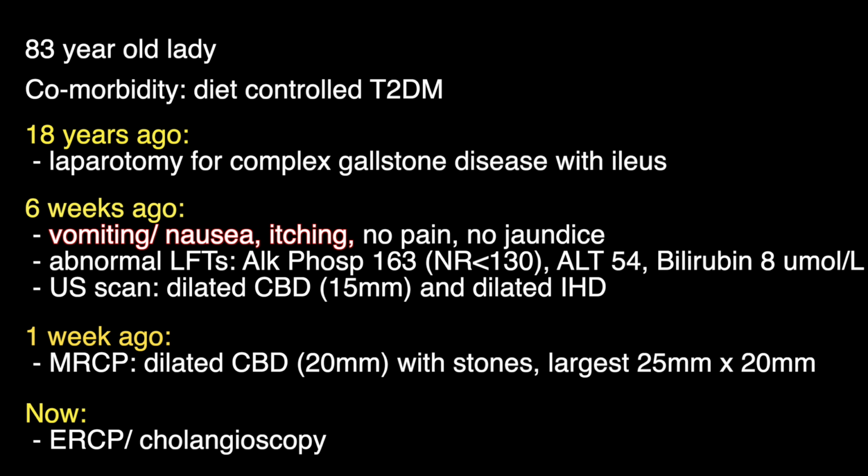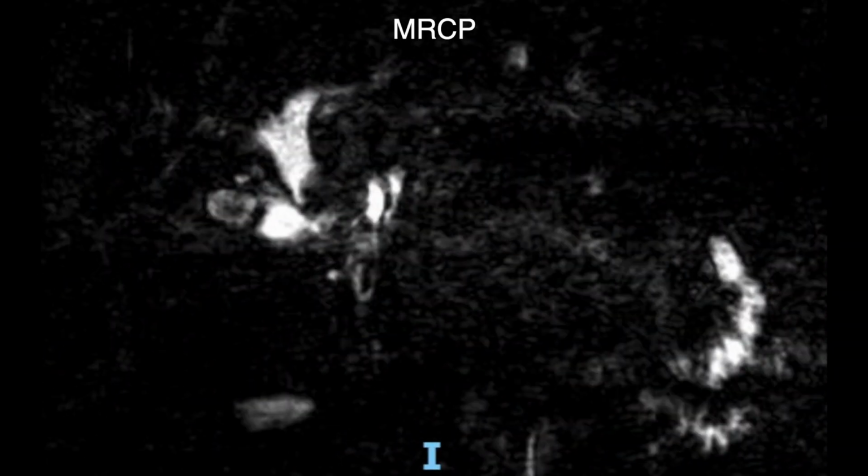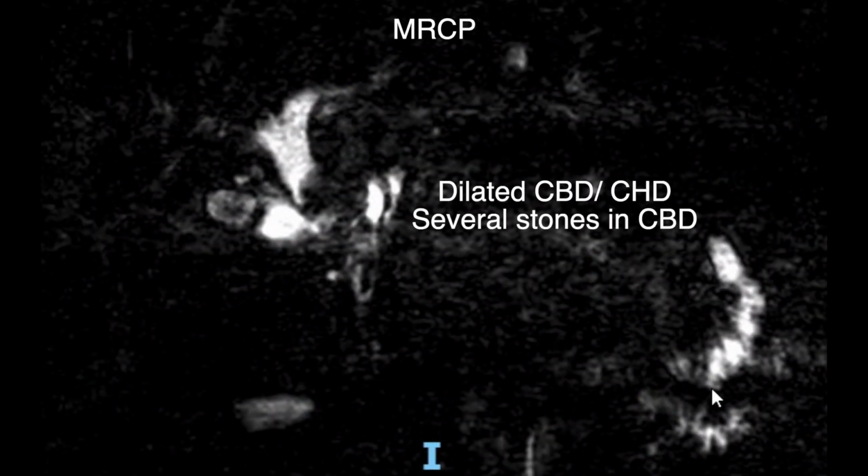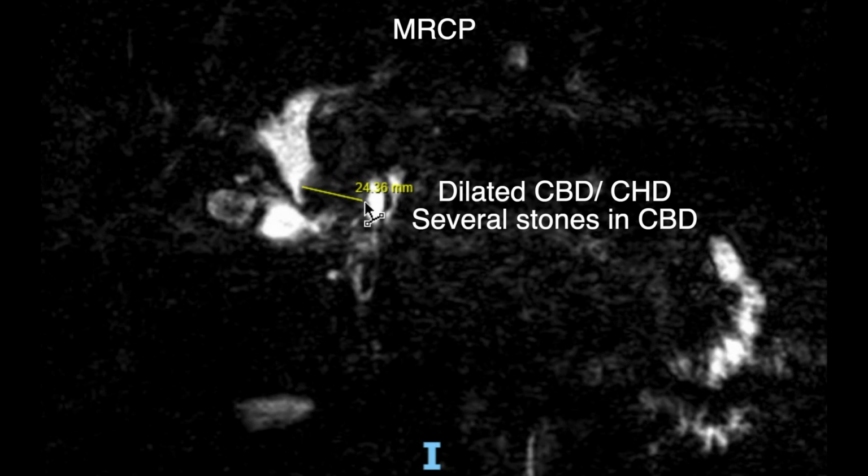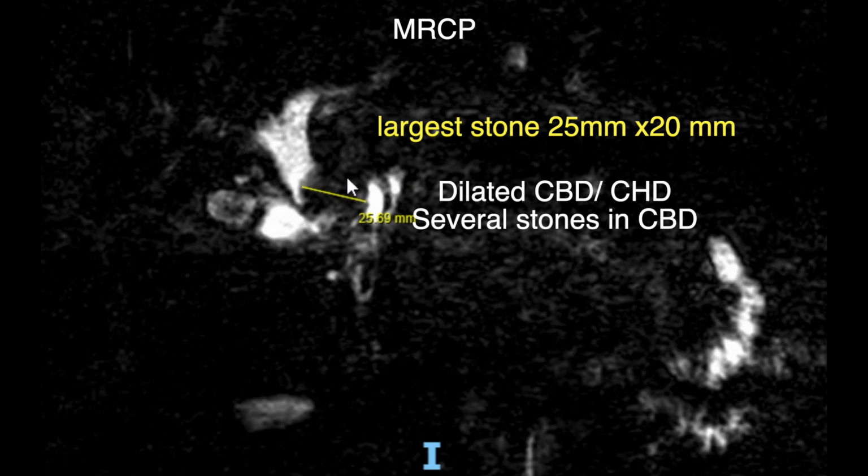The liver biochemistry was deranged, with a raised alkaline phosphatase of 163. An ultrasound scan at another hospital showed a dilated common bile duct at 15 mm and dilated intrahepatic ducts. The patient's general practitioner referred her to our gastroenterology clinic, and after review, an MRCP was performed a week ago. The MRCP showed a 25 mm cuboidal stone occluding the mid-common bile duct with several smaller stones below it.